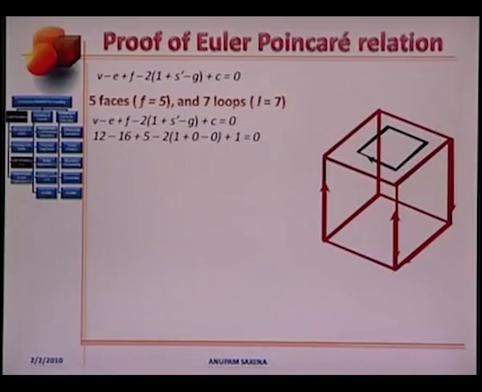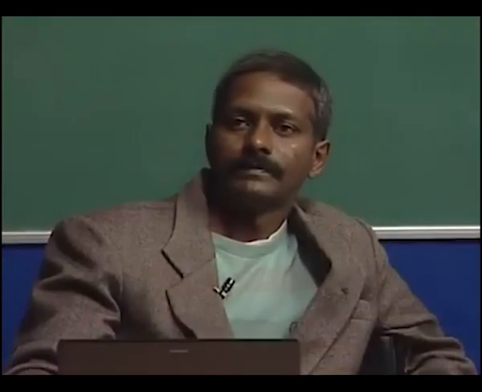Let's verify the above Euler-Poincare relation. We have 12 vertices now, 16 edges, 5 faces. We have no interior shell S prime, for which S prime is 0. We have no handles, because of which G is 0. And we have one boundary component C. We see that the above Euler-Poincare relation is satisfied.